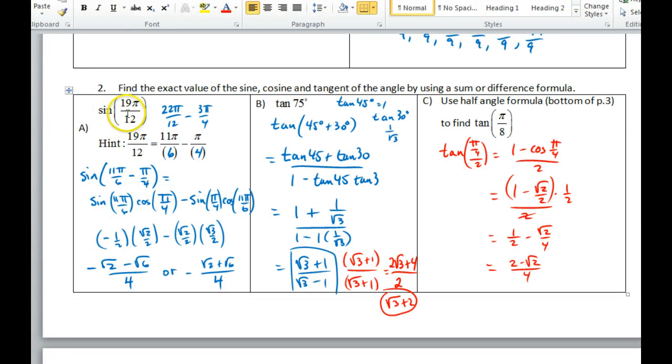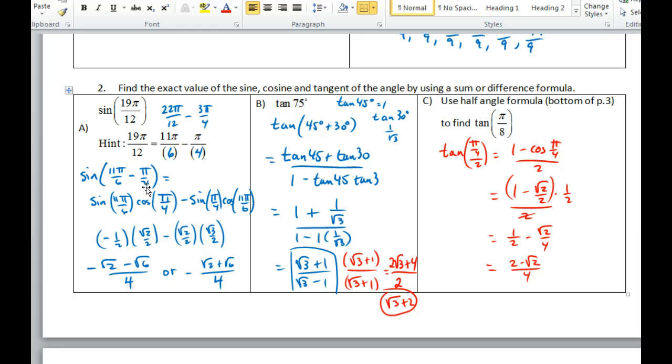So if I rewrite 19 pi over 12, I want to put it into factors that I know. Usually if I'm divided by 6 or divided by 4, I'm okay. But out of 12, well, this is 22 twelfths minus 3/4, which would give you 19 over 12. And so that would be one that I use. There's probably other ones that you could use that are angle measurements that we know and love. So this one, 11 pi over 6, we know. Pi over 4, we know. So now I can rewrite this as sine of 11 pi over 6 minus pi over 4.